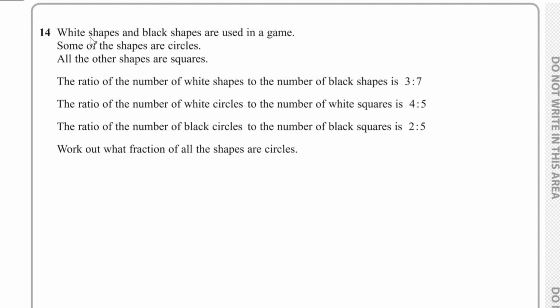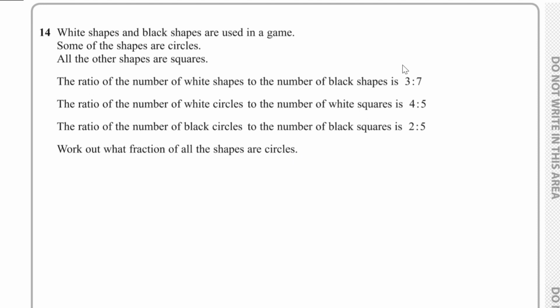Question 14. White shapes and black shapes are used in a game. Some of the shapes are circles. All the other shapes are squares. The ratio of the number of white shapes to the number of black shapes is 3:7. The ratio of the number of white circles to the number of white squares is 4:5. The ratio of the number of black circles to the number of black squares is 2:5. We have to work out what fraction of all the shapes are circles.